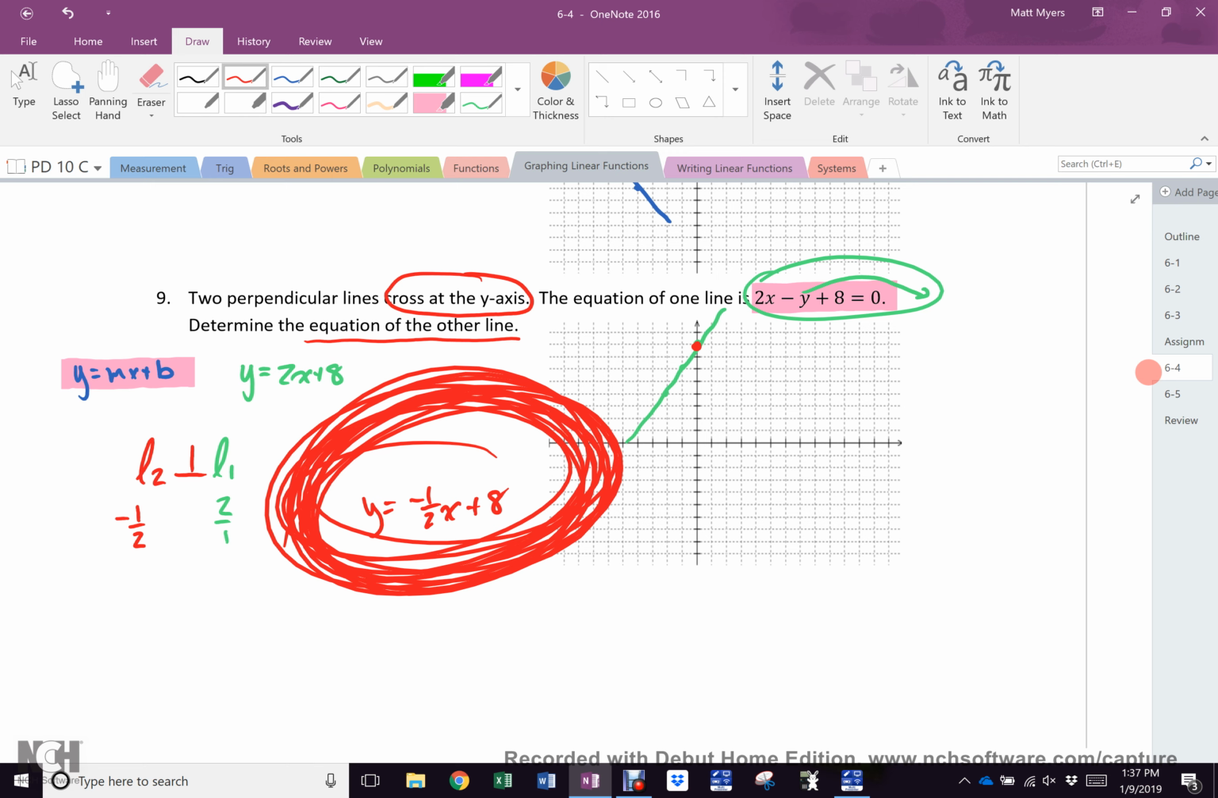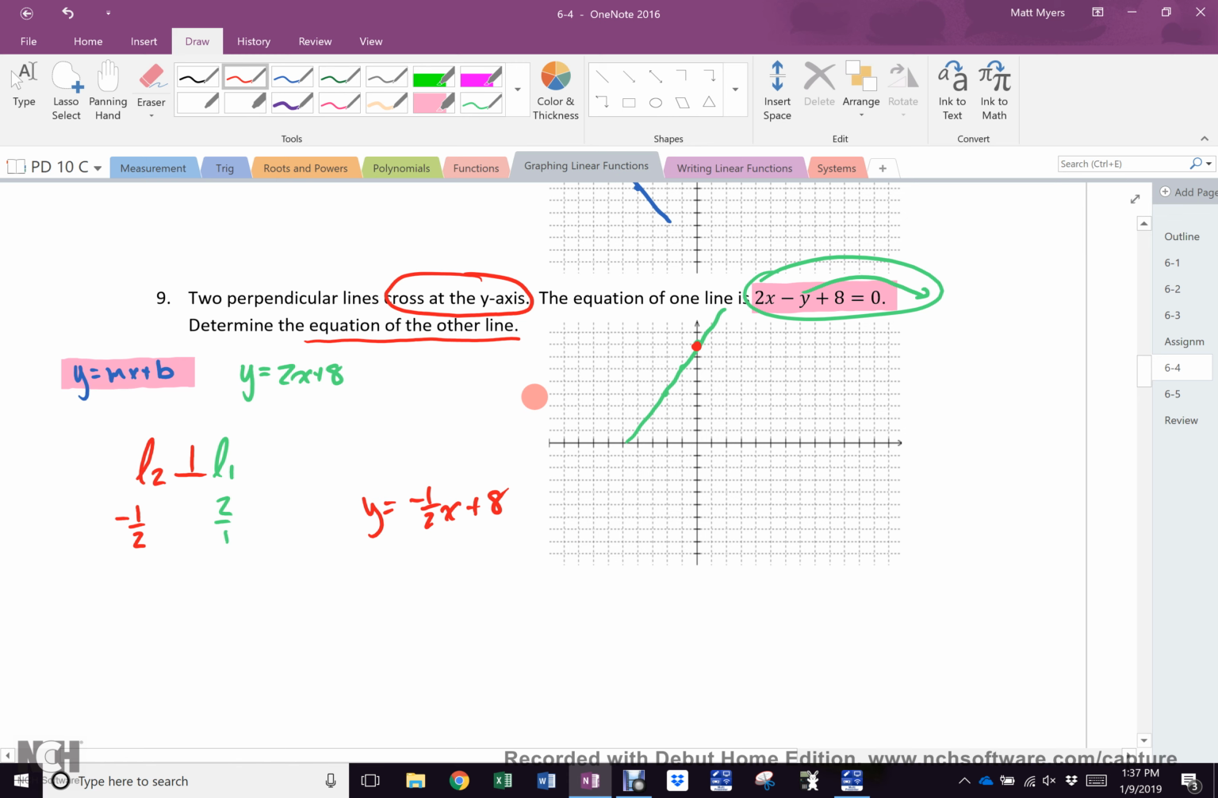Everybody good? What do you think about it? What part, Suhani? No, Suhani. It says there are 2 perpendicular lines that cross at the y-axis. The green line we graphed already. There is another line that is going to cross that green line at the y-axis, which means they have the same y-intercept.